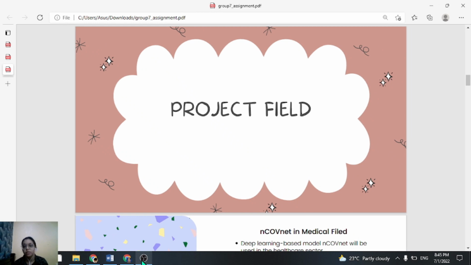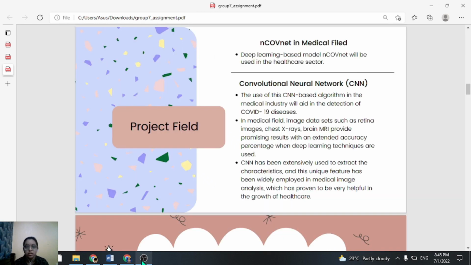Okay, now let me proceed with the project field. Basically, the deep learning based model NCOVNet will be used in the healthcare sector. This is due to the fact that COVID-19 is the most serious worldwide healthcare disaster in this century. As a result, the use of CNN-based algorithms in the medical industry will aid the detection of COVID-19.